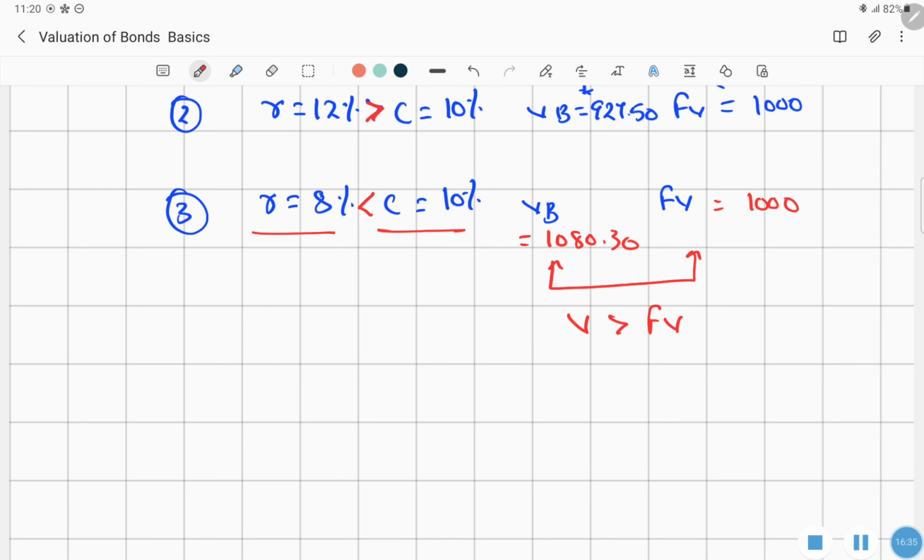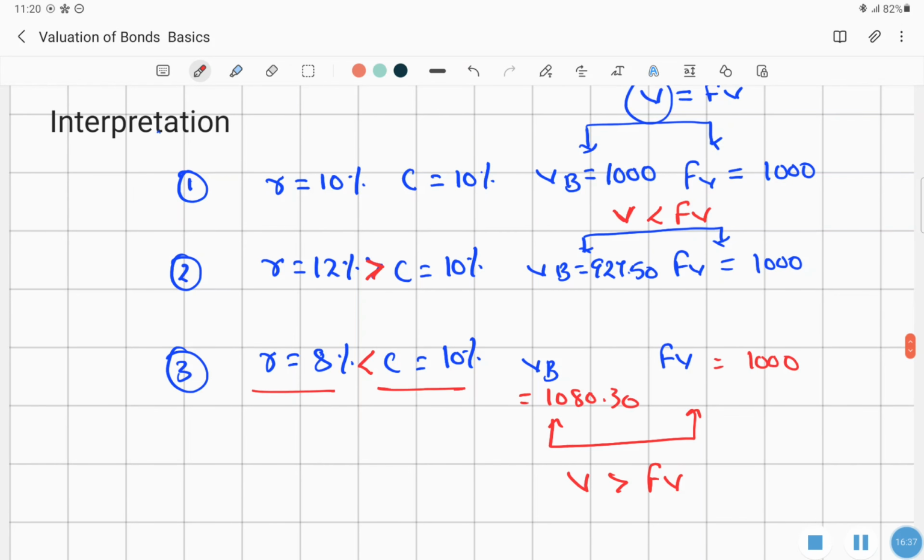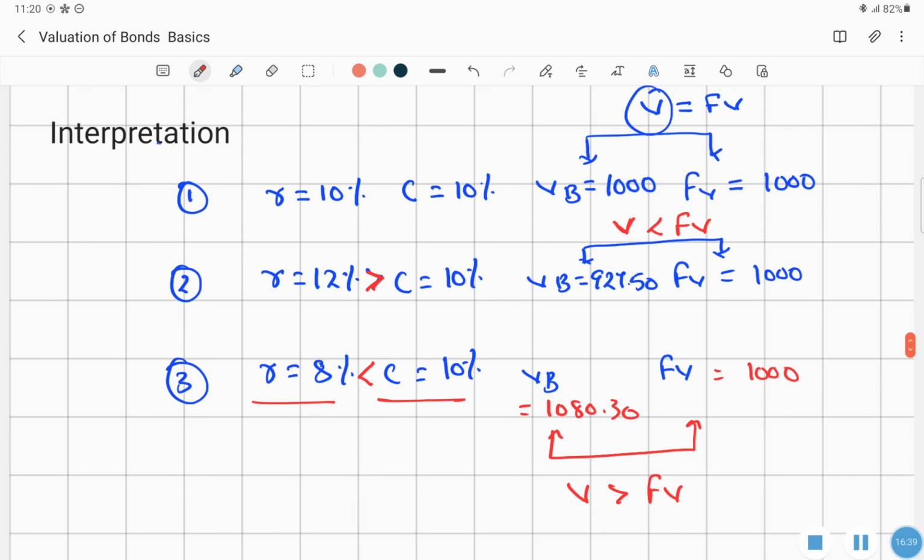So it means that these are the interpretations that we have to see: at what required rate of return we have to buy the bond, and depending upon the situations, the market interest rate factor or the market risk factors may affect the price of the bond. So we have to be very careful in buying a bond or holding a bond. So this will give you a sense of how to interpret the price of a bond.